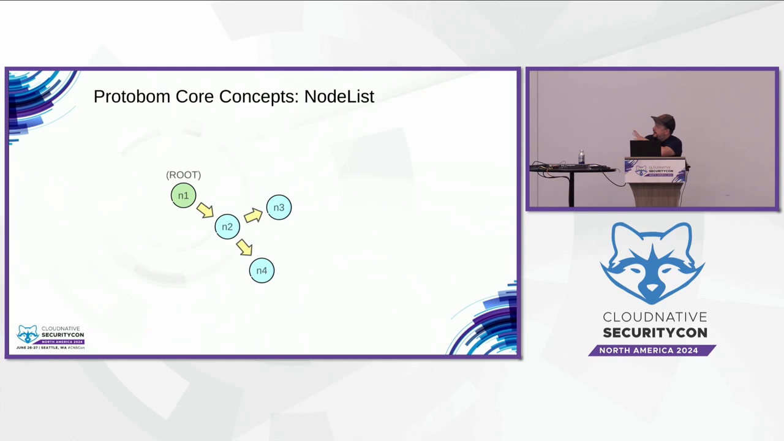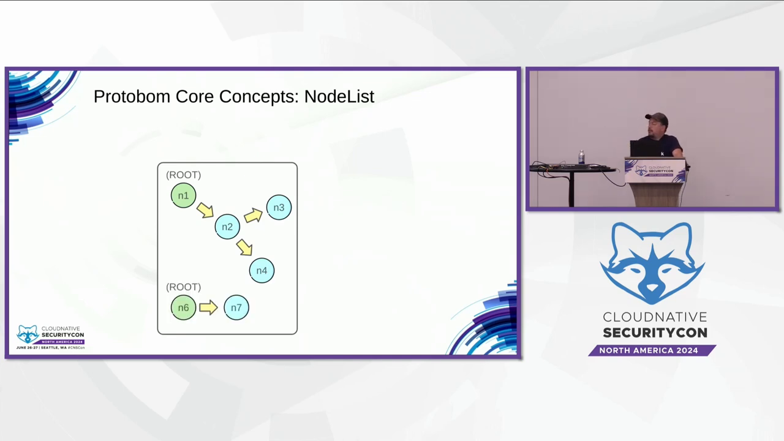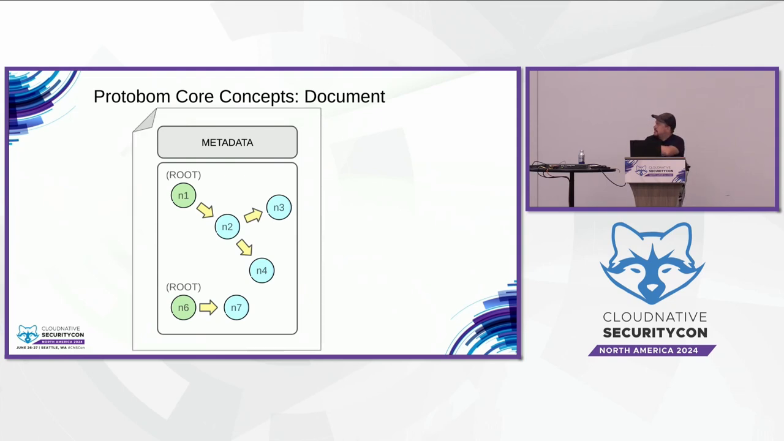So when we capture that graph piece and encapsulate it in a data structure, that's called a node list. Something important to note is that a node list can contain more than one root node. So for example, if you check out the resulting data from reading an SBOM that describes two container images, you're going to have two entry points in the data. And then finally, there's a document. A document, which is what would be the SPDX document or the CycloneDX document, is simply a node list with some metadata attached to it. And that metadata contains the author, the date, the identifier of the document, and so on. So we capture that metadata, the node list, encapsulated in a data structure, and that becomes a document.